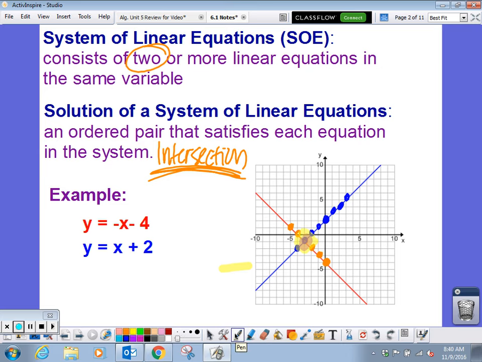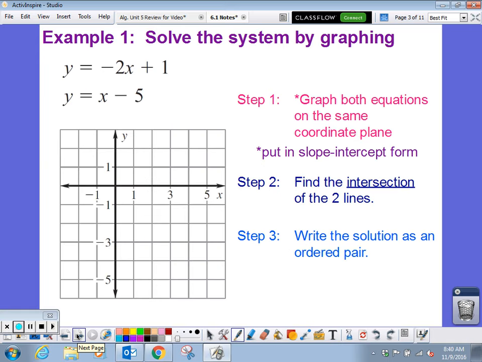So the solution to this system, let's see what the ordered pair of that is. 1, 2, 3. So negative 3, negative 1. If you were asked to solve the system, your answer would be negative 3, negative 1. That's basically the notes. We're just going to do some examples.